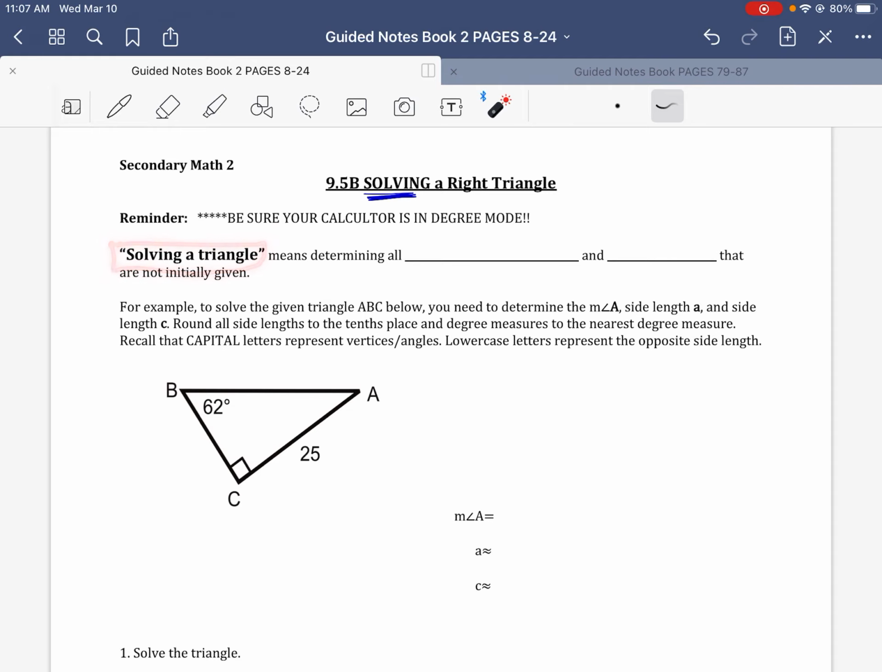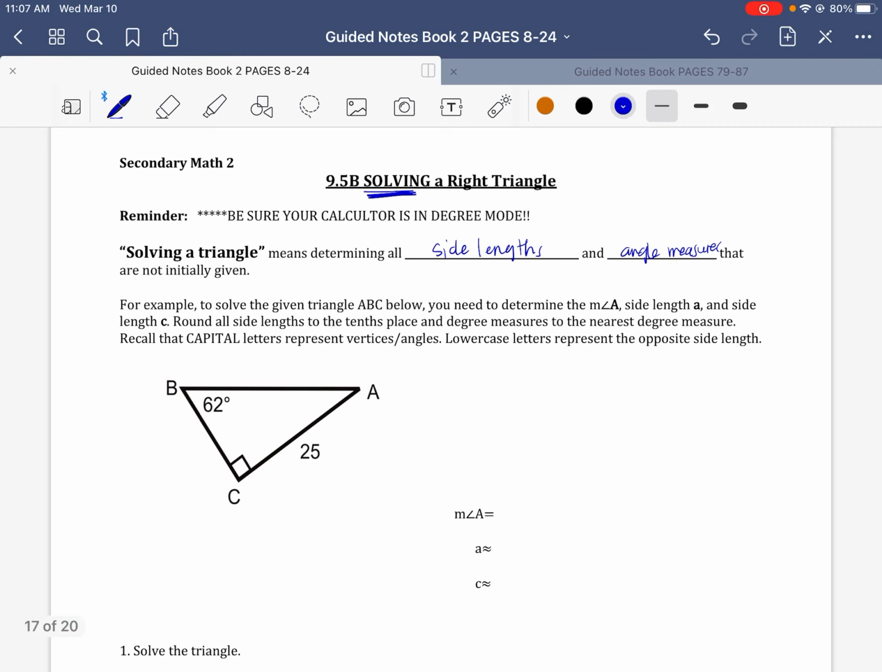So solving a triangle right here. Solving a triangle means determining all side lengths. So you want to make sure in the end you know what all the side lengths are and angle measures that are not initially given. They're going to give you enough information for you to move forward with solving, but they're going to leave some of it not known, and we're going to find all those parts.